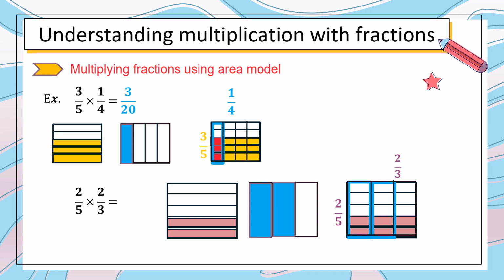and then count the common parts between the two models. So I have here how many parts? 1, 2, 3, 4 parts over 15. So it will be 4 over 15.